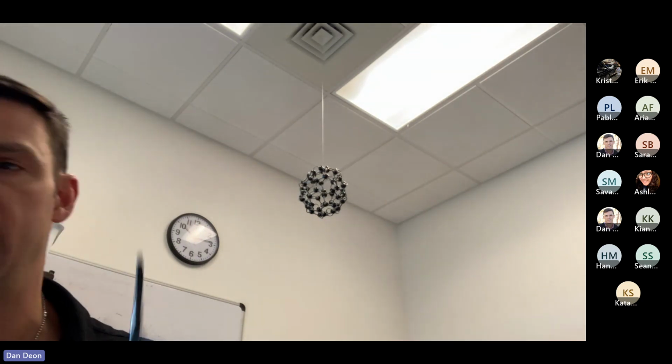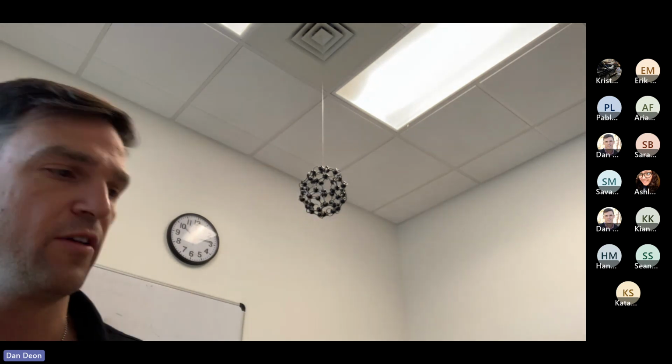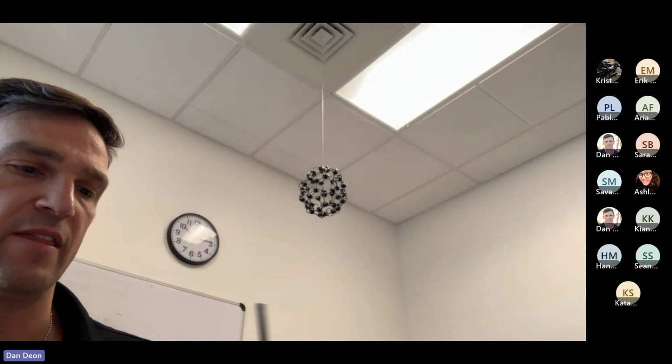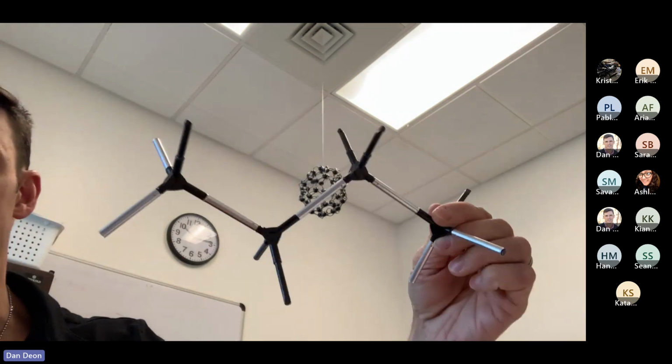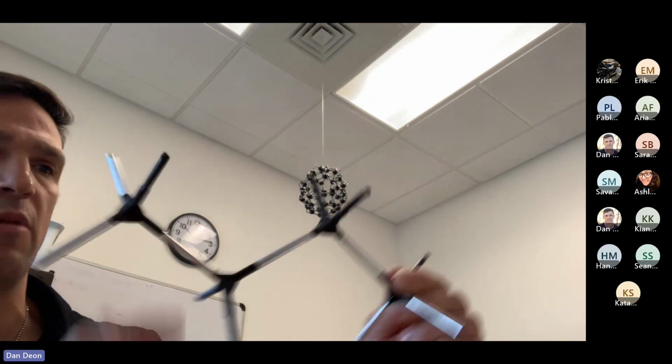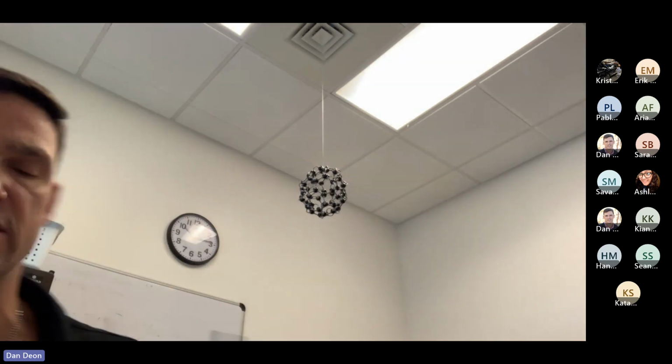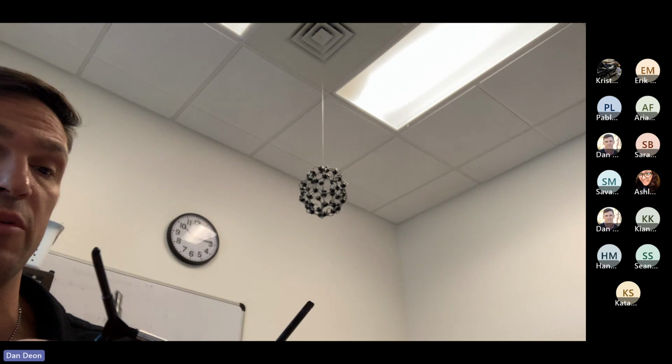Then if we add a third carbon to that, that would give us a propane molecule. Then we could add another one to it, and that would give us a butane molecule, so on and so forth. Okay, but where we're going to start out right now is by talking about what's called a Newman projection.